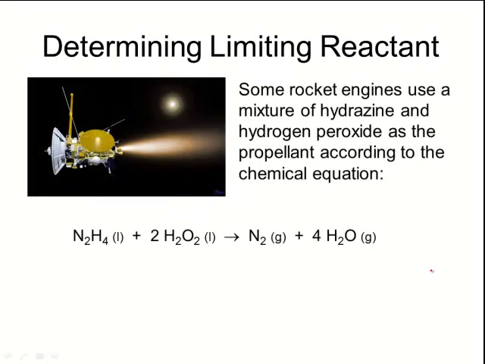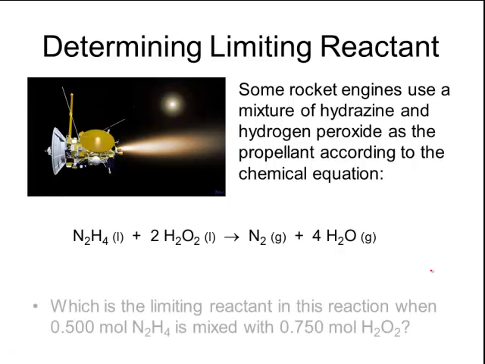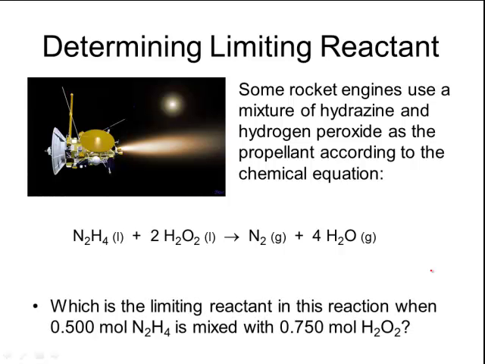When determining what the limiting reactant is in a chemical reaction, we have to know what the balanced chemical reaction is. Some rocket engines use a mixture of hydrazine and hydrogen peroxide as a propellant according to the chemical equation listed below. Hydrazine is N2H4, and then the hydrogen peroxide is H2O2. So which of those 2 reactants is the limiting reactant if I start off with 0.5 moles of hydrazine and 0.75 moles of hydrogen peroxide?